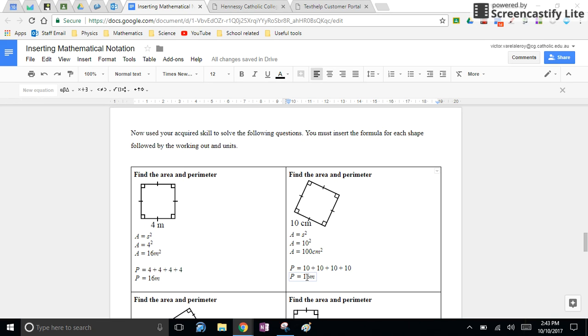So we'll go to this equation, click on it, delete that 16 and write 40. And again, we're using centimeters, so centimeters. And that's how you're going to do shortcuts.